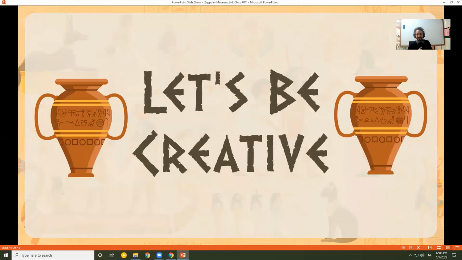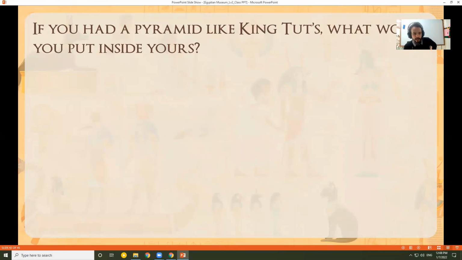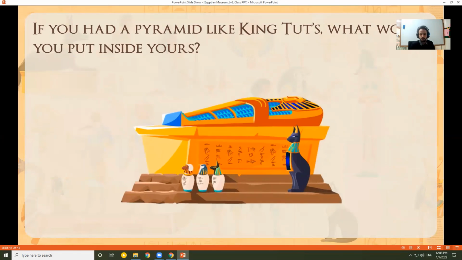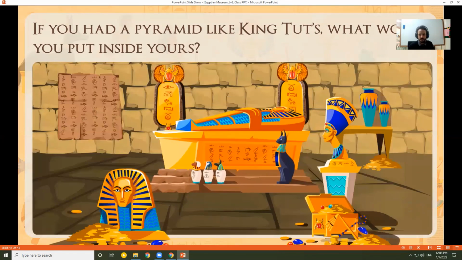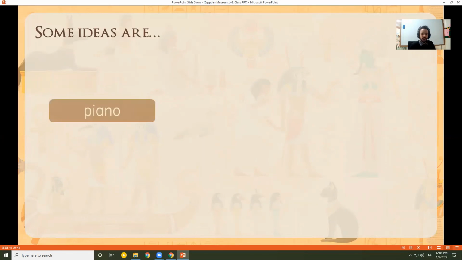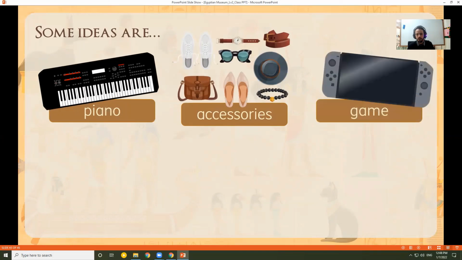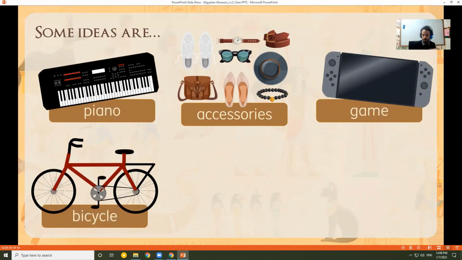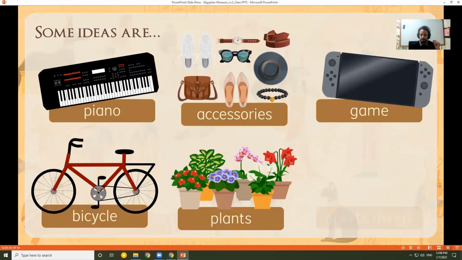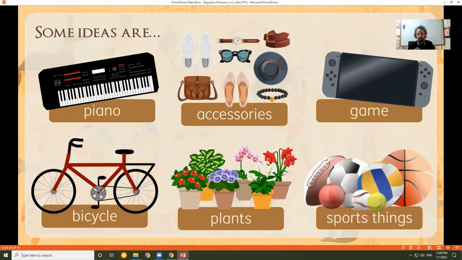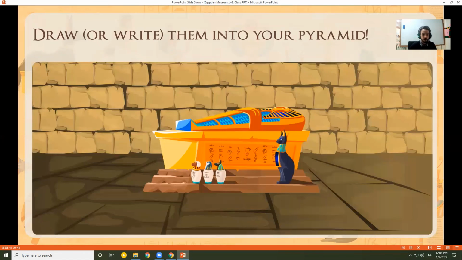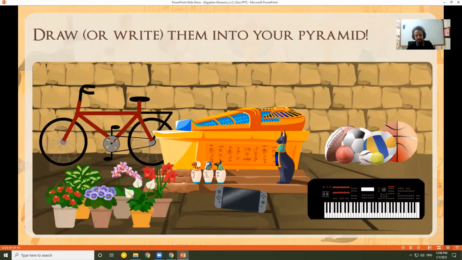All right, guys, and lastly, let's be creative. So we saw King Tut's pyramid. What would you put inside of your pyramid? He was buried with jewelry and clothes and all these nice things. If you had your own pyramid, what would you have? Maybe your instruments, like your piano or your guitar, your accessories, your video games, maybe your bicycle or your skateboard, plants if you like flowers, maybe sports. Maybe you want to be buried with your baseball uniform or your soccer ball or a basketball. So you can go ahead and draw or write those into your pyramid to pick the things that you want to be with you in your tomb.